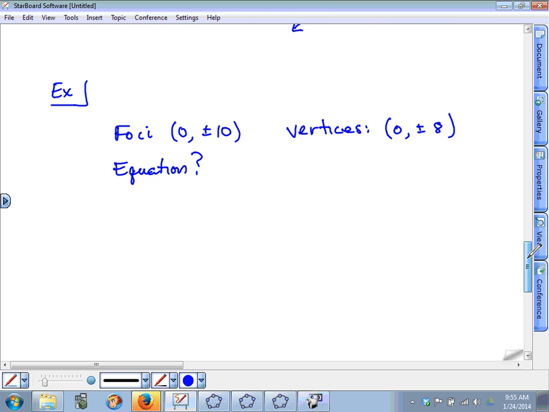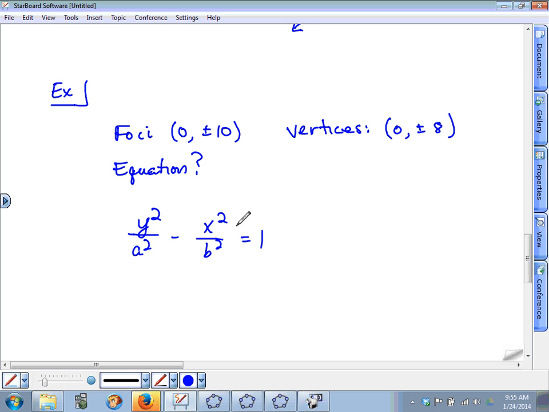Everybody. So, because this is a vertical hyperbola, the equation is this. This is what you guys are going to be tested on. No, not you guys. It was my last class.